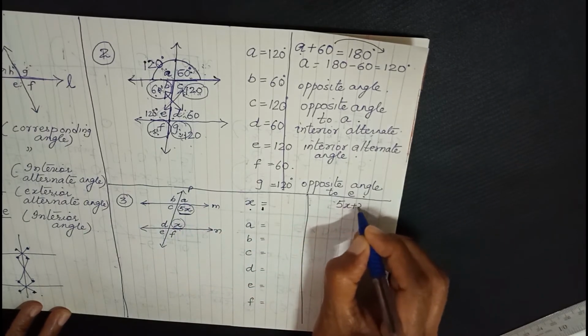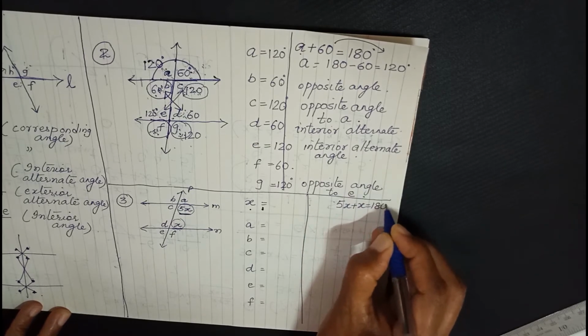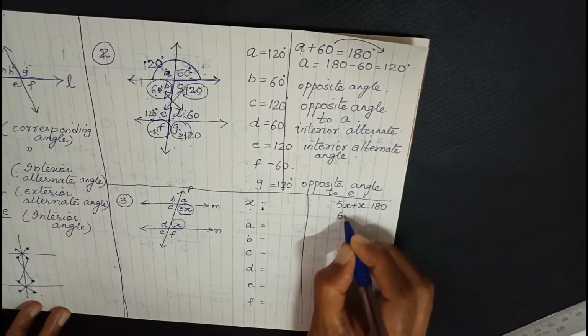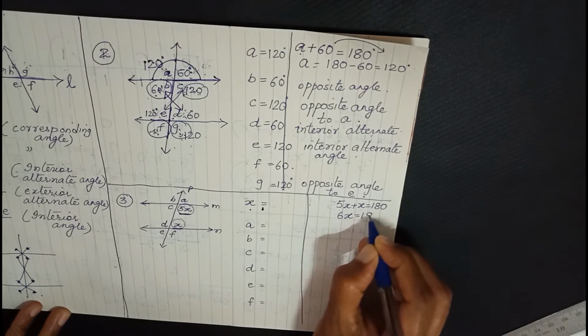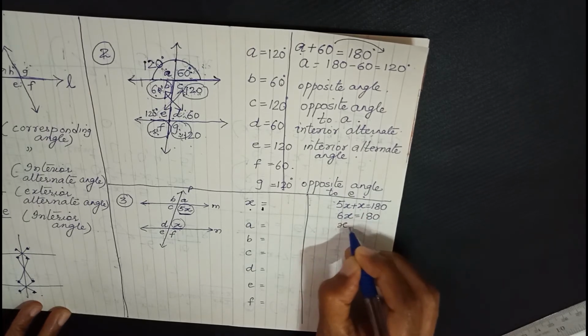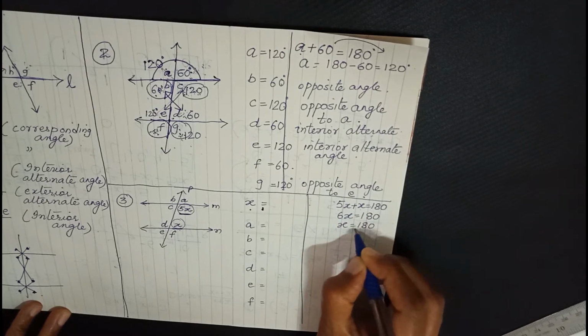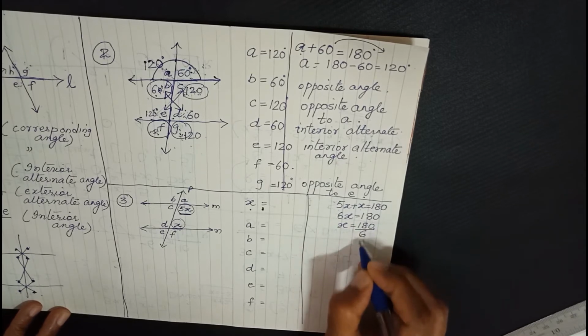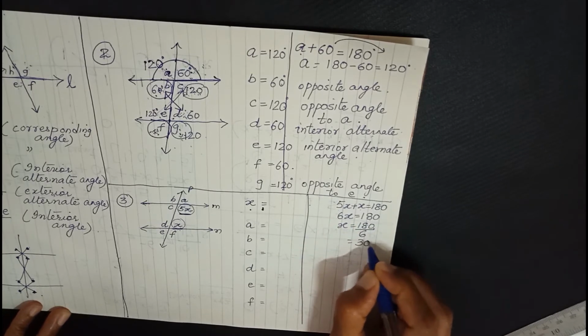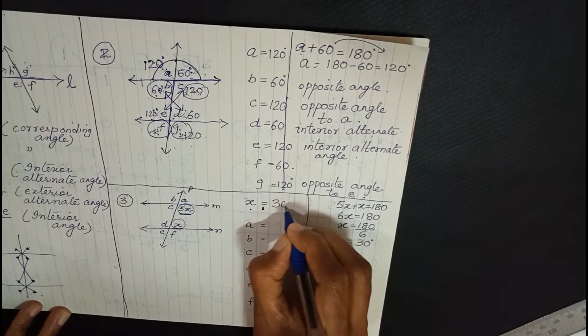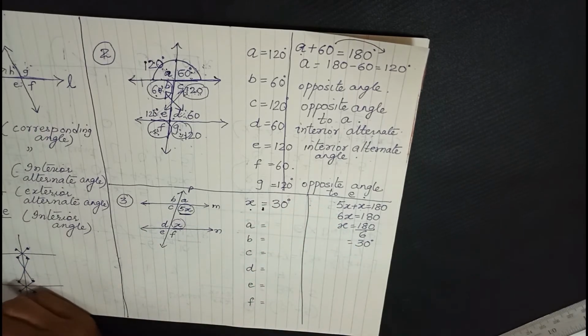So 5x plus x is equal to 180. 5x plus x is 6x. 6x is equal to 180. So x will be equal to 180 divided by 6, which is 30. So I got my answer, x will be equal to 30.